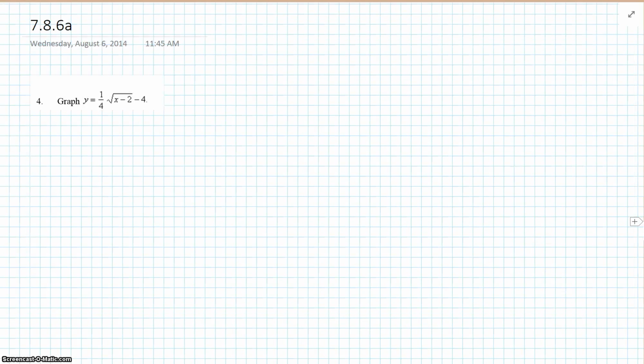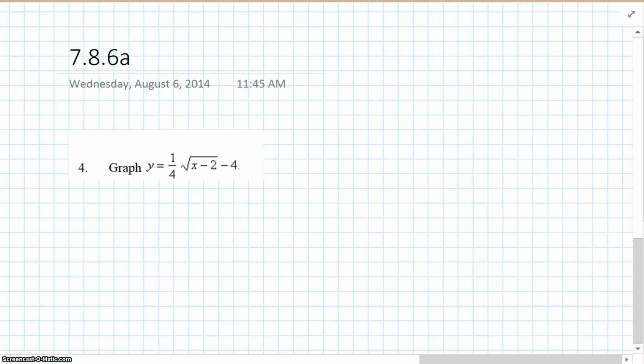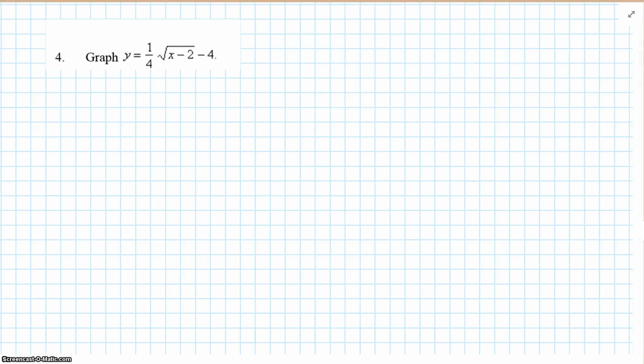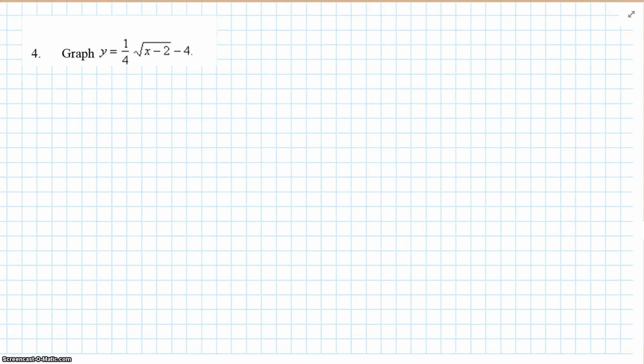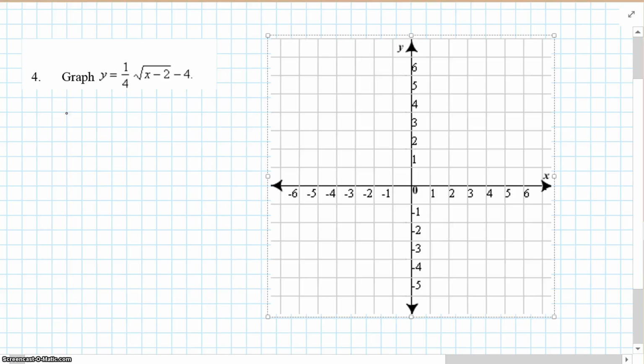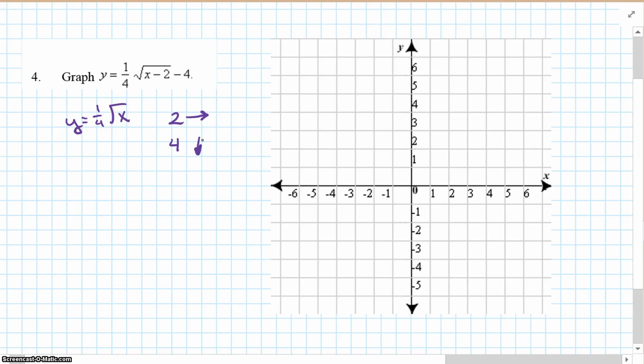So let's look. So graph y equals 1/4 times the square root of x minus 2, minus 4. So the parent function is y equals 1/4 the square root of x. We're going to translate it 2 units to the right and 4 units down. So let's graph the parent function first. We'll do that in purple. So 0, 0 stays.